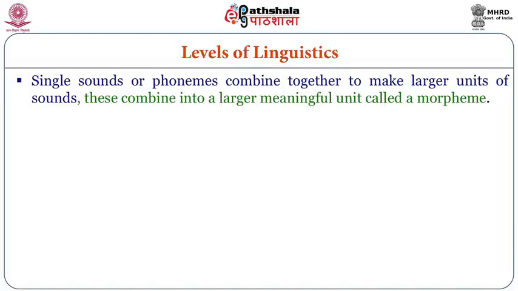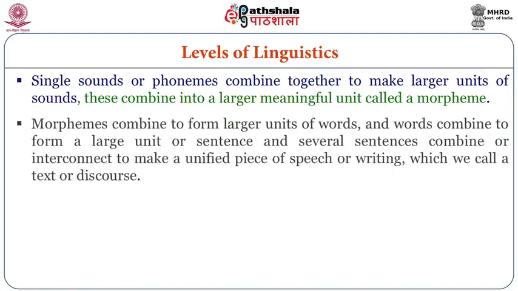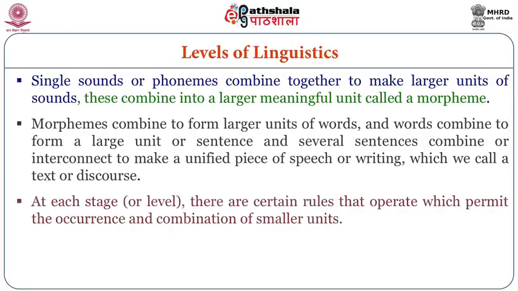Single sounds or phonemes combine together to make larger units of sounds. These combine into a larger meaningful unit called a morpheme. Morphemes combine to form words, and words combine to form sentences, and several sentences interconnect to make a unified piece of speech or writing, which we call a text or discourse. Now you see, at each stage there are certain rules that operate.